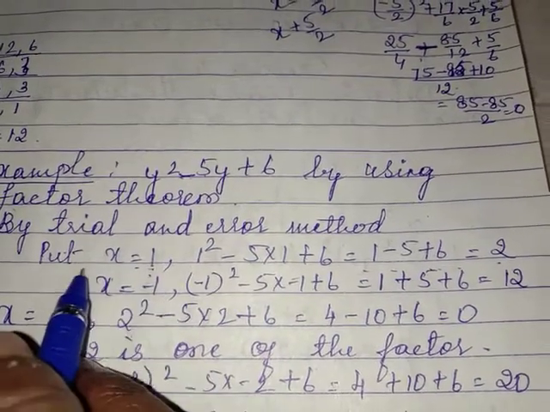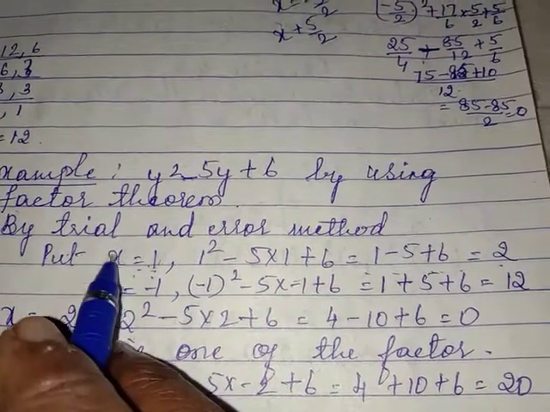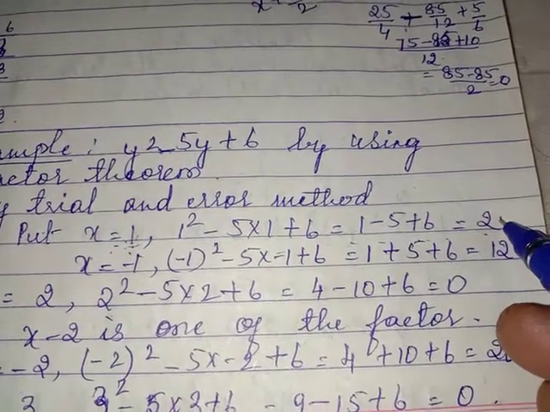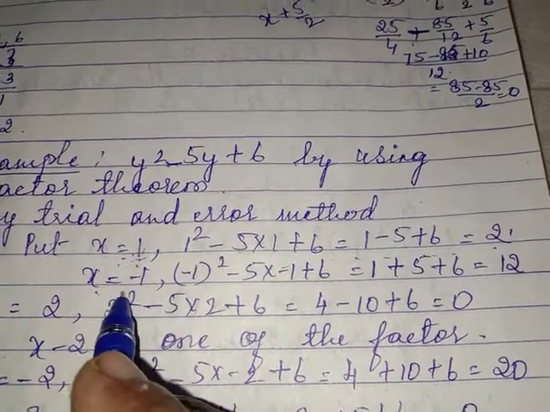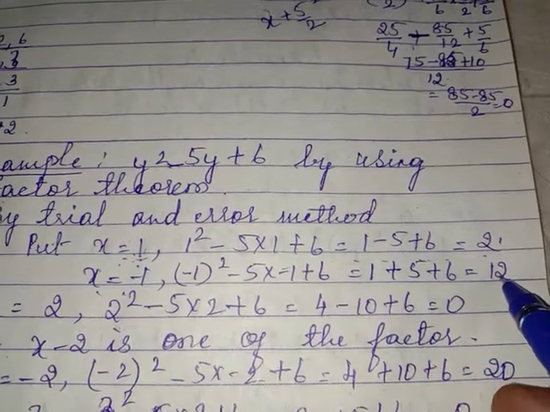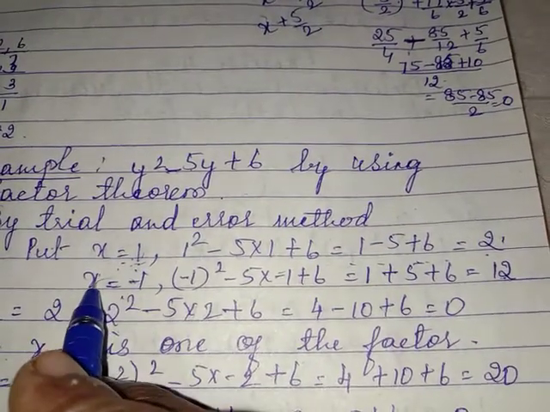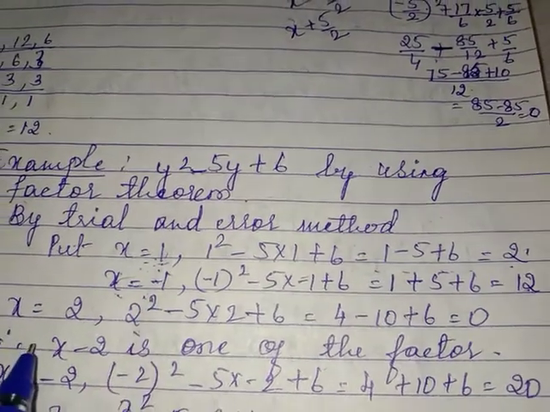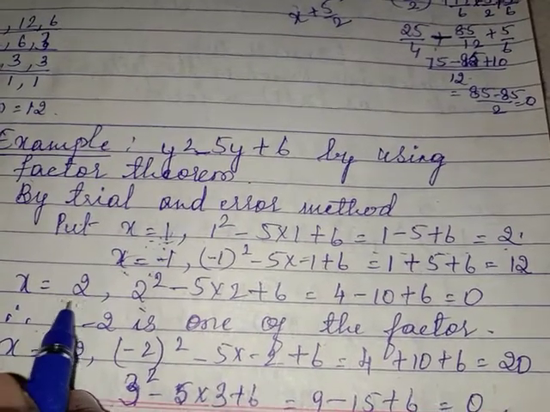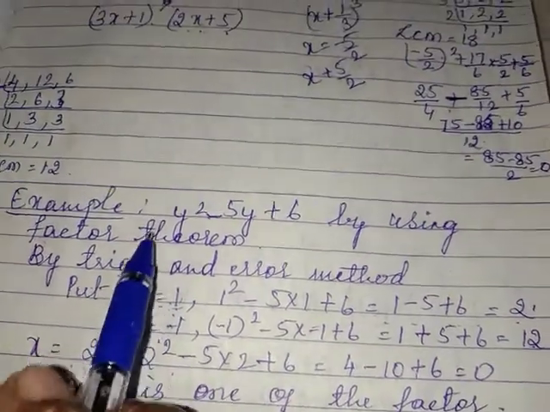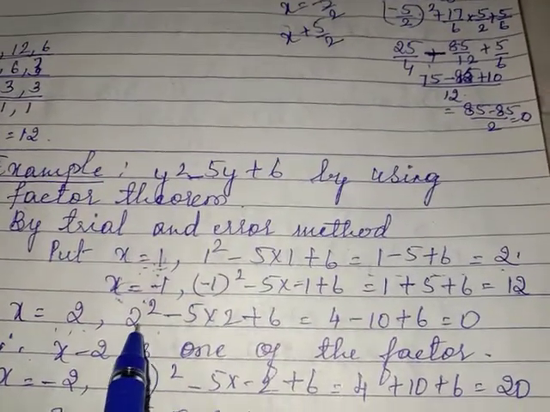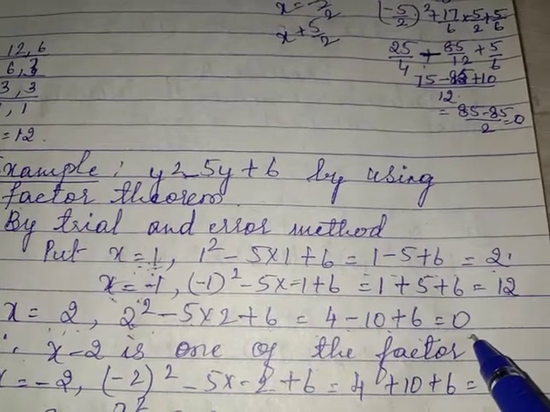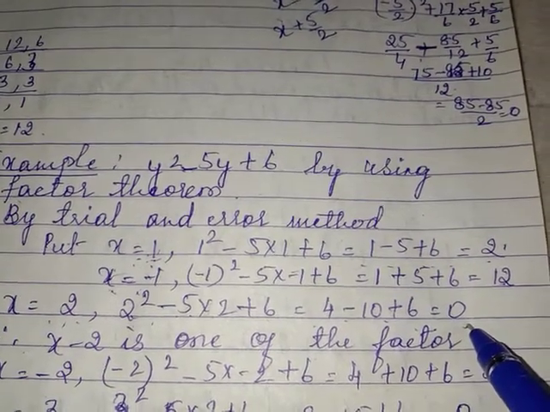Or x minus 1, correct? If you take this side, x minus 1 is not a factor because we have not got 0 here. You must get 0 here. Next, by substituting minus 1 you got 12. That is x plus 1, if you take minus 1 this side it becomes x plus 1, which is not a factor. Now let us take the next one, x is equal to 2. Substitute in this, what do you get? 2 square minus 5 into 2 plus 6 is 4 minus 10 plus 6, that is equal to 0. Oh, we got 0 here.